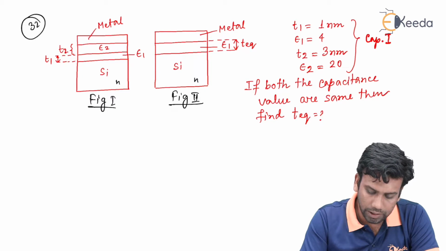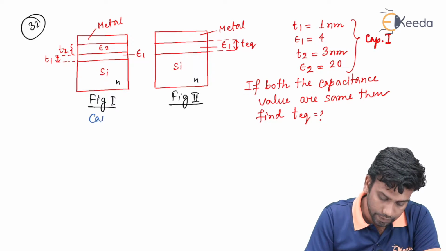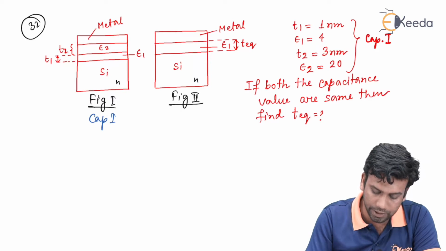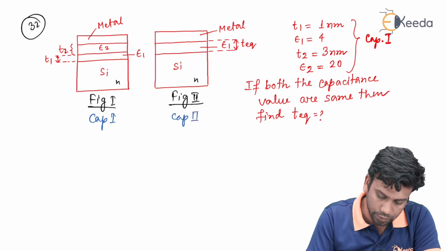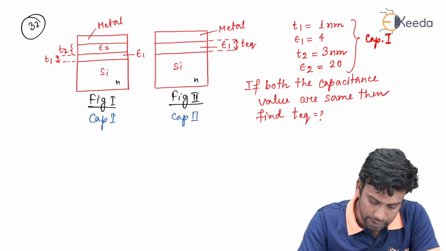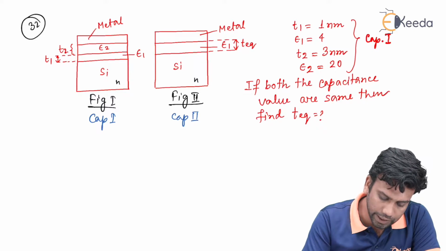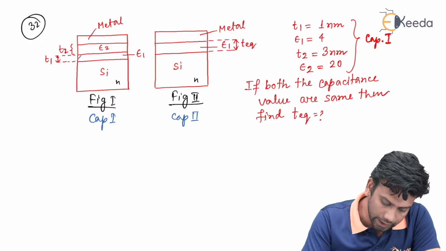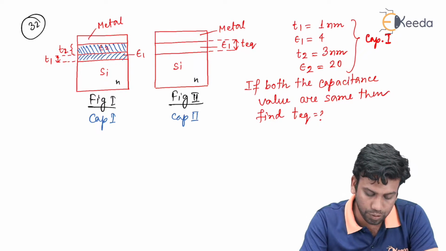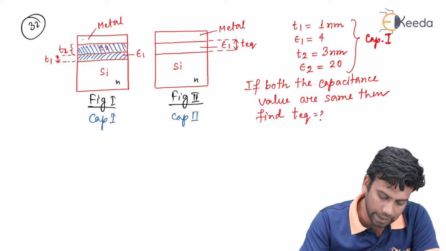Figure 1 is capacitor 1, and this is capacitor 2. In capacitor 1 we can see that an n-type substrate has been taken, and there is a dielectric of permittivity epsilon 1 and thickness T1, and another dielectric of permittivity epsilon 2 and thickness T2, and above that a metal is given.